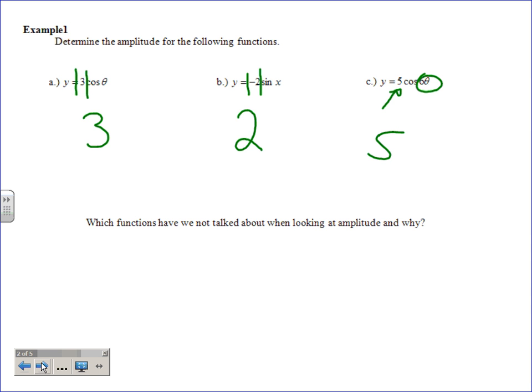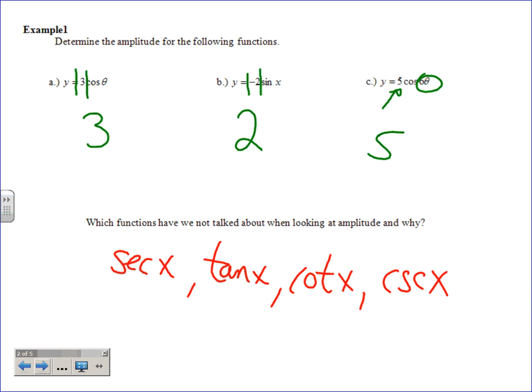So which ones have we not talked about then? Let's just kind of list them. We didn't talk about secant. I heard somebody say tangent. We didn't talk about that one either. We didn't talk about cotangent. I think I heard somebody say cosecant. You're right. Those are the 4 we didn't talk about. Now here's maybe a more important question. They are the 4 I didn't talk about when we talked about amplitude, but why?